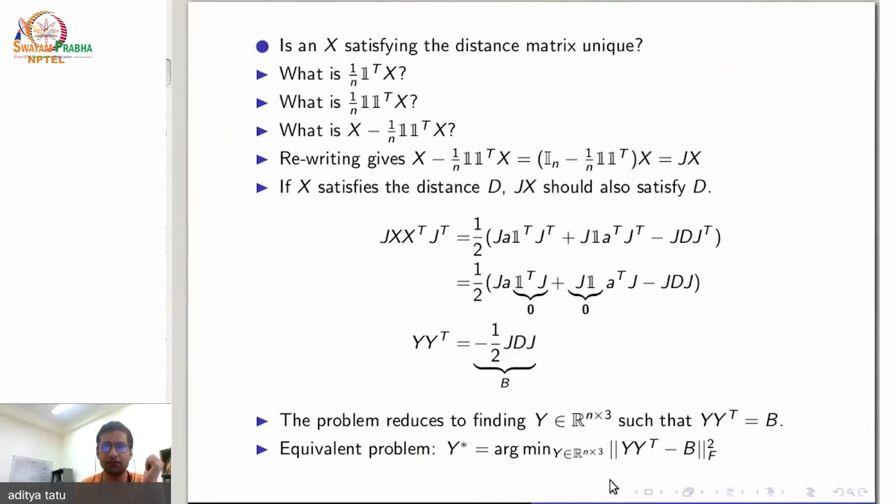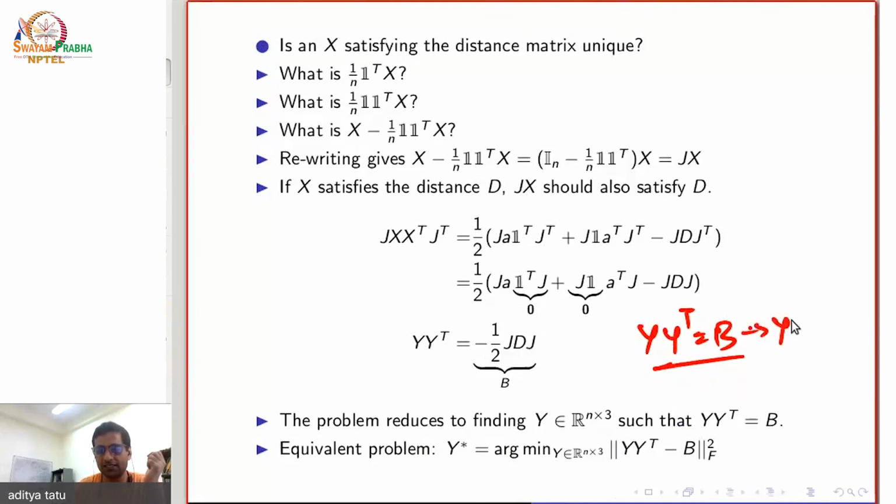So this is the problem, right? Either I write it in this way, that you find a Y which satisfies this equation, or I can take this on the left hand side and say that I want to find a Y such that Y Y transpose minus B is 0, or if not 0, at least bring it as close as possible to 0. Right? So this Y Y transpose minus B will be a matrix. I want all its entries to be as close as possible to 0. That is what this denotes.